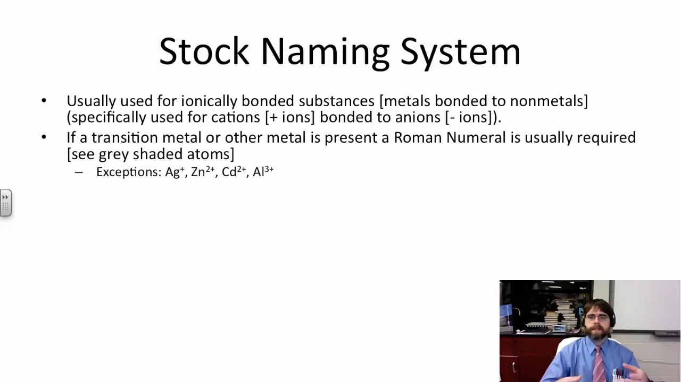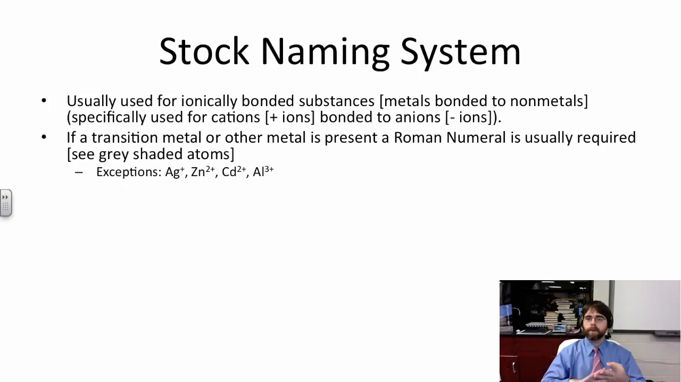Furthermore, the stock naming system, if there's a transition metal or an other metal, uses a Roman numeral, and I have shaded all the elements that need a Roman numeral on my periodic table in gray. There are, technically speaking, 4 exceptions to those: silver, zinc, cadmium, and aluminum.